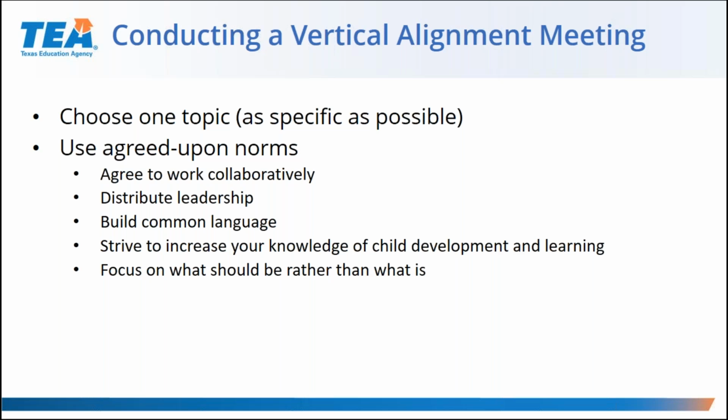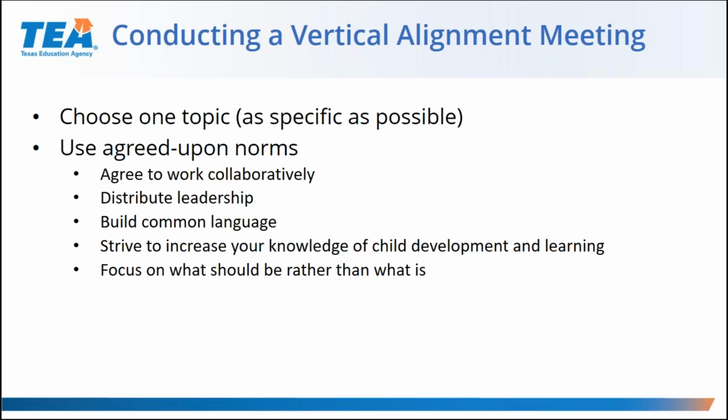But we don't have to limit our vertical alignment meetings to talk just about instruction in a specific content area. We can also look at things like supporting students' social and emotional development. We can look at family engagement practices. We can look at classroom management or how classroom layouts are established.